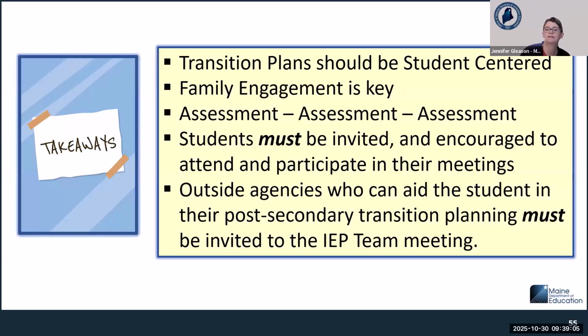If there's no independent living goal, is it okay that there's still independent living activities and services?